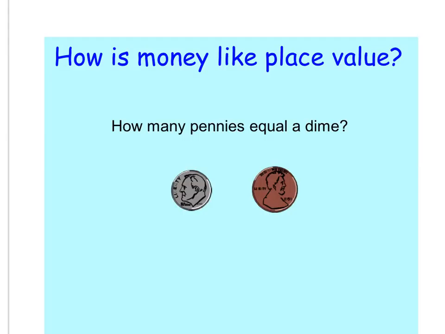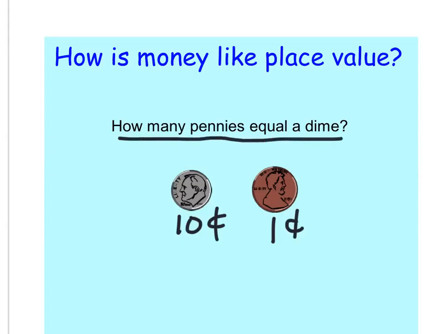Let's think for just a minute about how money is a lot like place value. How much is 1 penny worth? It's worth 1 cent. And how much is 1 dime worth? It's worth 10 cents. So how many pennies would it take to equal 1 dime? It would take 10. So in this respect, the penny is a lot like the ones place. It takes 10 ones to change into 1 ten.